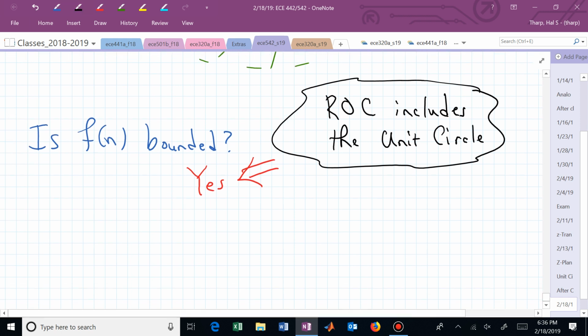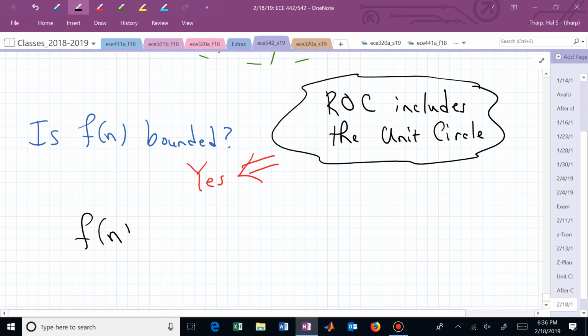What else do we know about f of n? How many tails did it have? 2. It was two-sided, wasn't it? And it still was bounded. The positive side was bounded and the negative side was bounded. And it's because of this annular region of convergence including the unit circle.